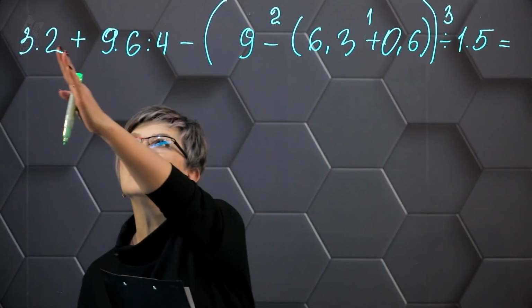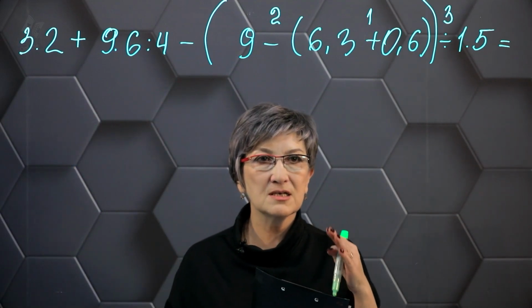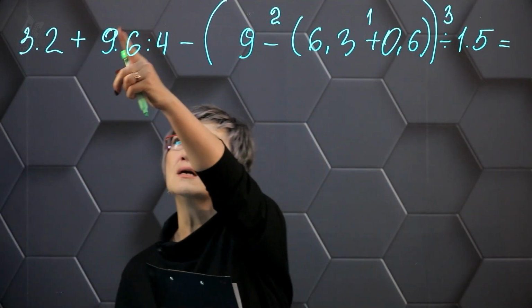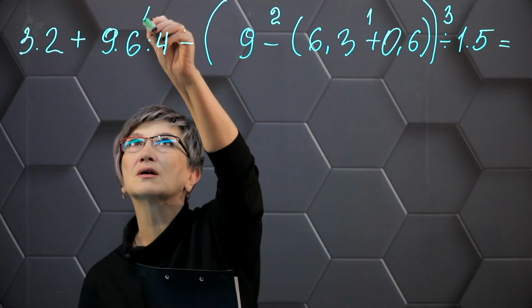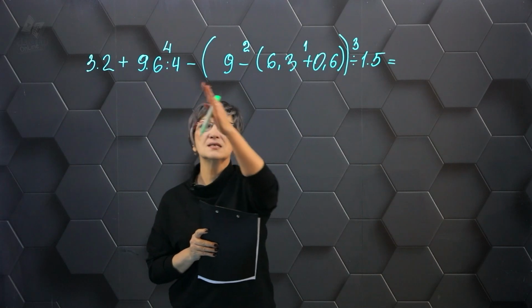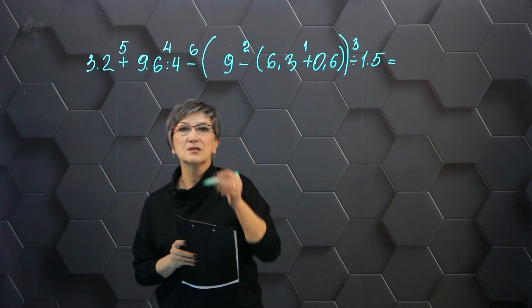And then let's go back to the beginning of our example and see if we have a multiplication or division action. We need to divide 9.6 by 4, so I write that down as the 4th action, and then we'll go on to the next one in order. That would be the 5th and 6th.